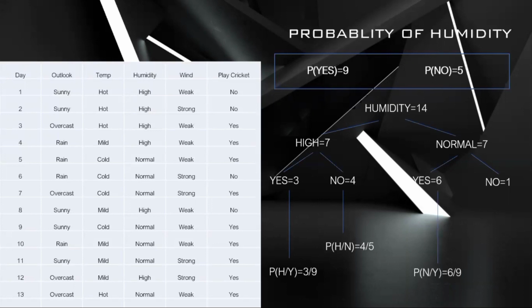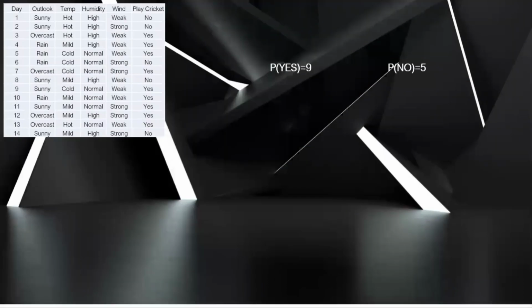Probability that I can play cricket with normal humidity is 6 by 9, and probability that I cannot play cricket with normal humidity is 1 by 5. So speaking about next, the probability of temperature.